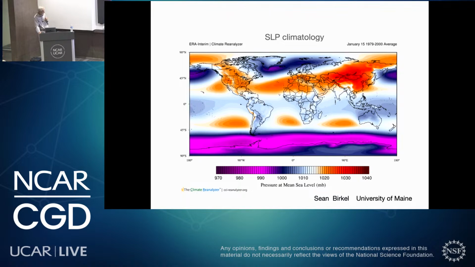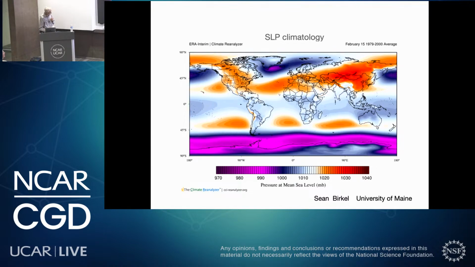And so the orange colors here are the highs. You see this is January, I think we're looking at here. And we see the subtropical highs in both hemispheres. And then the blues are the low pressures. We see the Aleutian low, the Icelandic low in the northern hemisphere. And in the southern hemisphere, the circumpolar low is so intense, so much stronger than the ones in the northern hemisphere that it's rendered in purple.